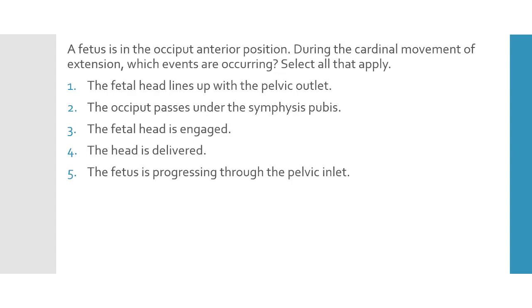Here is our last question. A fetus is in the occiput anterior position. During the cardinal movement of extension, which events are occurring? Select all that apply. Number 1, the fetal head lines up with the pelvic outlet. Number 2, the occiput passes under the symphysis pubis. Number 3, the fetal head is engaged. Number 4, the head is delivered. Number 5, the fetus is progressing through the pelvic inlet.